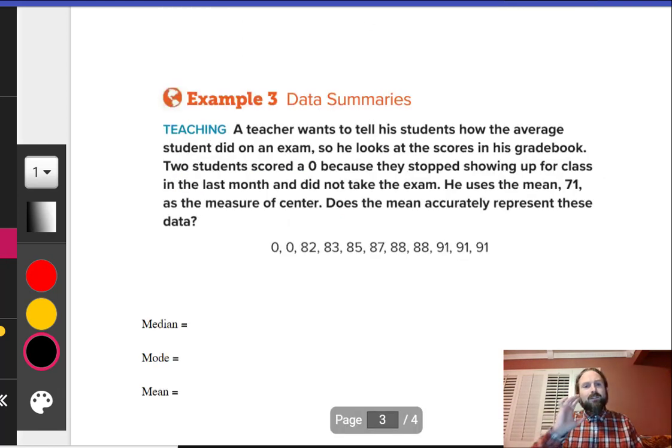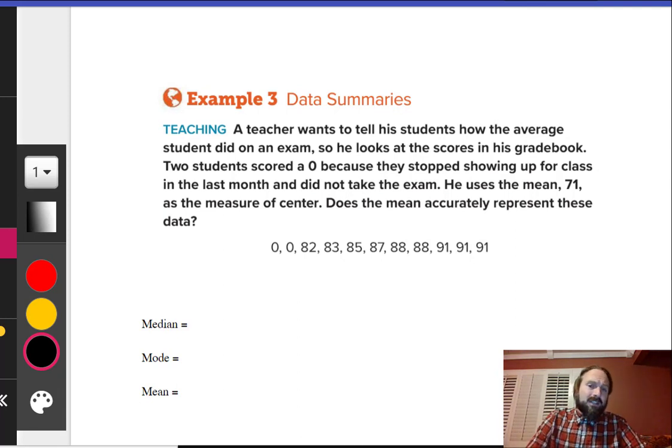All right, so we have example 3, data summaries. Teaching. A teacher wants to tell students how the average student did on the exam. So he looks at the scores in his gradebook. 2 students scored a 0 because they stopped showing up for class in the last month and did not take the exam. He uses the mean 71 as the measure of data. Does the mean accurately represent this data? So the mean is 71. He added up all of them and then he divided by the total number.